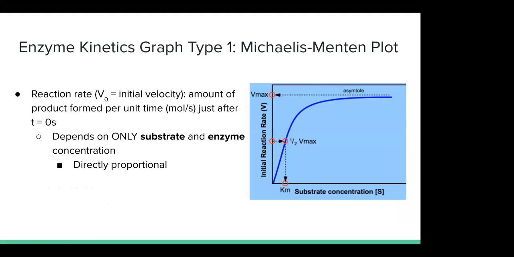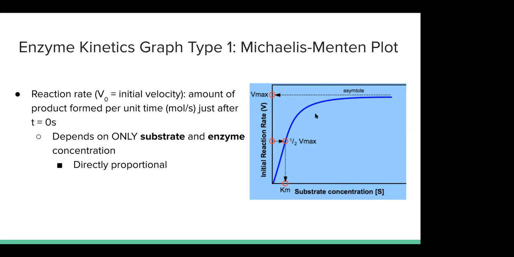All right, so let's get started. So this is the infamous Michaelis-Menten plot. On the x-axis, we have substrate concentration, and on the y-axis, we have initial reaction rate, V0, which is defined as the amount of product formed per unit time just after 0 seconds. The reaction rate depends only on substrate and enzyme concentrations. So remember to keep this in mind as the MCAT will ask you questions that require you to know this.